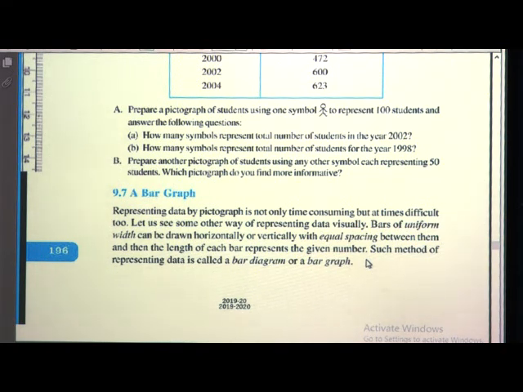These are nothing but bars which have the uniform width and can be drawn horizontally or vertically with equal spacing. The space between the bars should be equal and the length of each bar represents the given number. Such a method of representing data is called a bar diagram or a bar graph. So this method where we represent the data visually by using the bar diagram is called a bar diagram or bar graph.